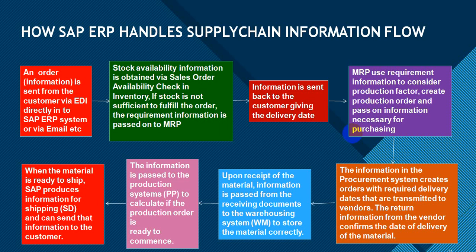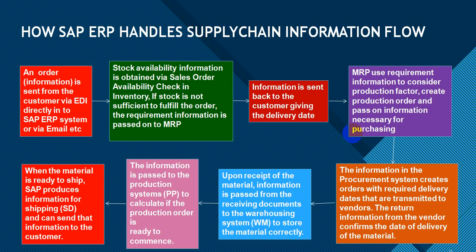All right, now next, MRP uses requirement information to consider production factors. If you have to produce, then it creates a production order and passes on information necessary for purchasing. Okay, so if we have to produce it, there might be some raw materials that we probably need to purchase. All right, so the information in the procurement system creates orders with required delivery dates that are transmitted to vendors. The return information from the vendor confirms the date of delivery of the material. So all these are information that are passed on from one stage to another within the supply chain.